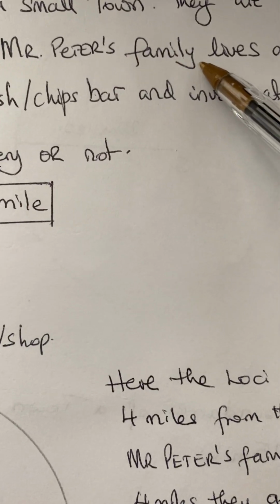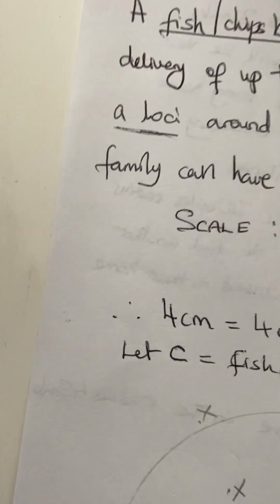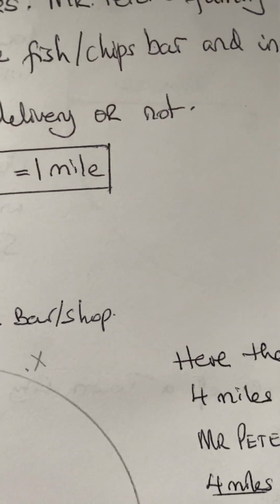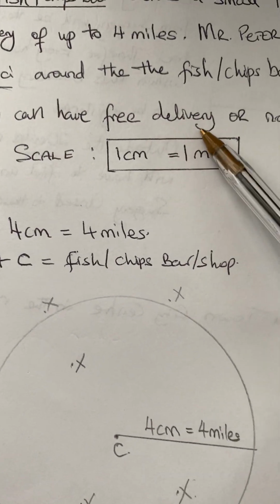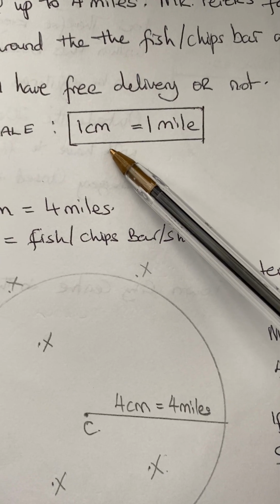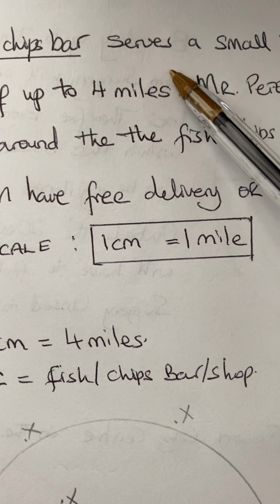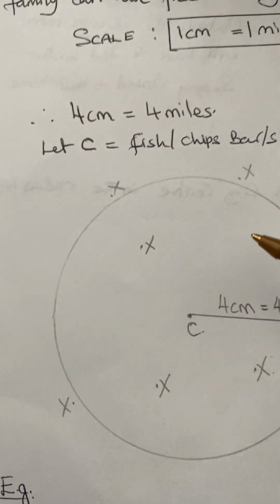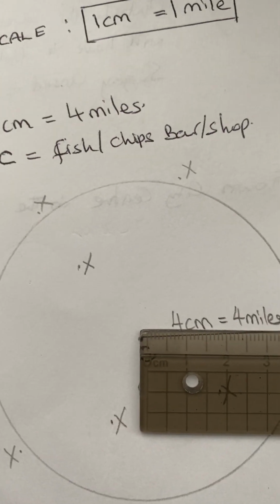Mr. Peter's family lives at a point S from the shop. Draw a locus around the fish bar and investigate if Mr. Peter's family can have free delivery or not. Now the scale is 1 centimeter to 1 mile, and free delivery is up to 4 miles. So 4 centimeters will be 4 miles.